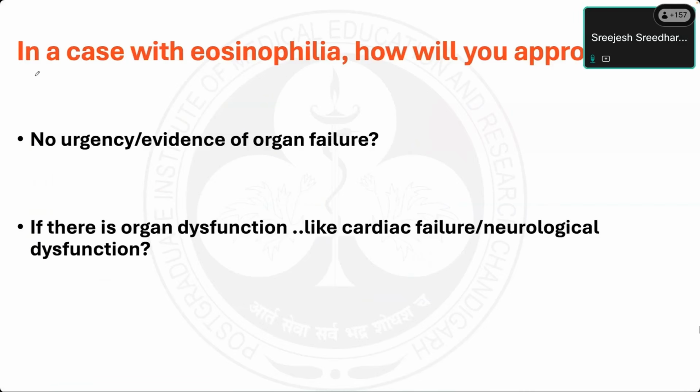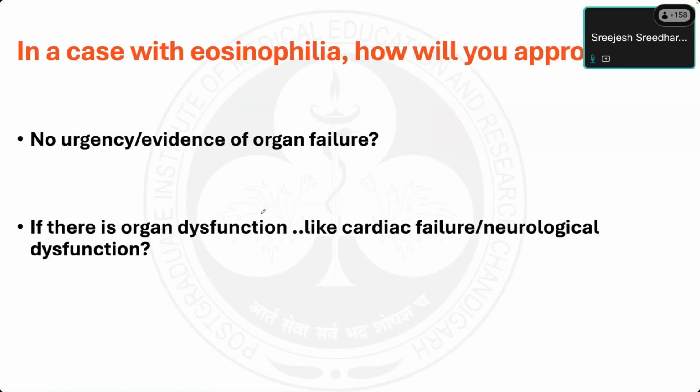So in cases with eosinophilia, how do we approach? It depends upon whether there is an urgency or evidence of organ failure. If the patient presents with cardiac failure or a neurological dysfunction, we might have to go for an all-out, comprehensive investigation at that point itself.